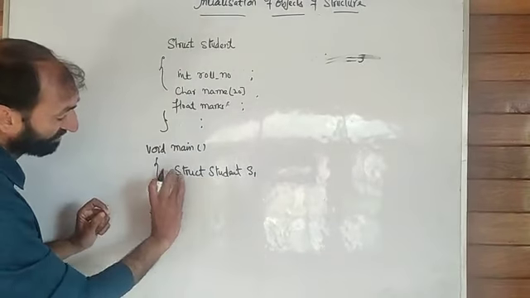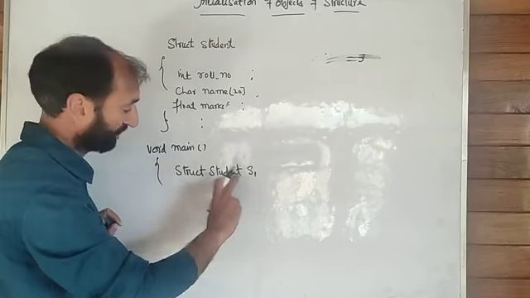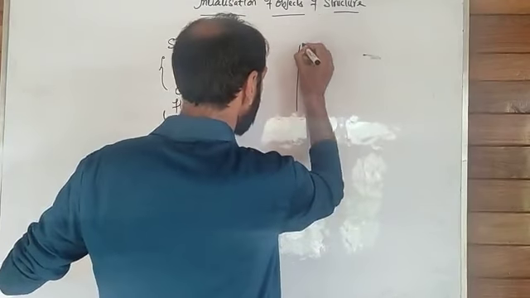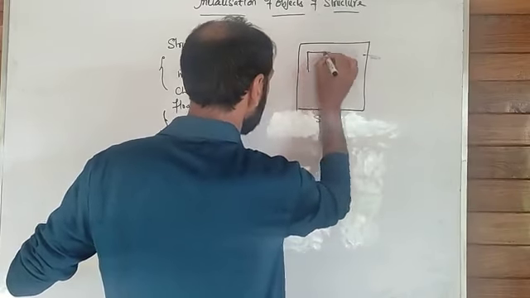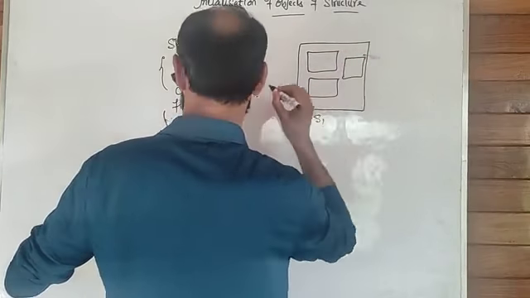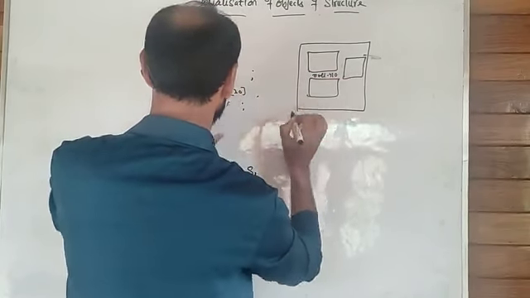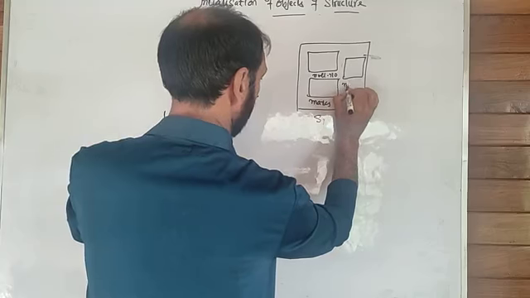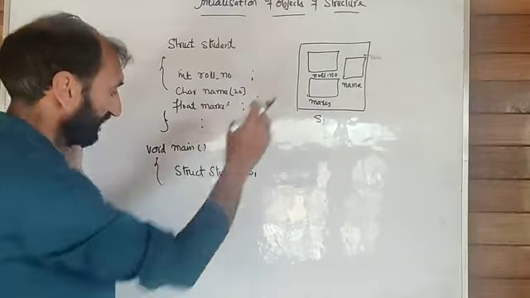Here, I declare the structure variable, or you can say the object of the structure, s1. And in the memory, what will happen? The memory will be allocated for this s1, and this s1 contains these three members: roll number, name, and marks. Now I can initialize these members.